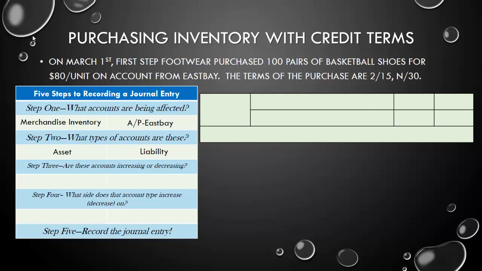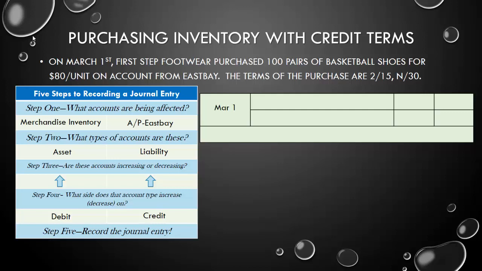Are the accounts increasing or decreasing? Well, the amount of inventory we have is going to go up after this purchase. The amount of money we owe to eBay is also going to go up. So what side do these accounts increase or decrease on? Assets go up on the debit side, liabilities go up on the credit side. So we know our entry is a debit to merchandise inventory and a credit to AP eBay.